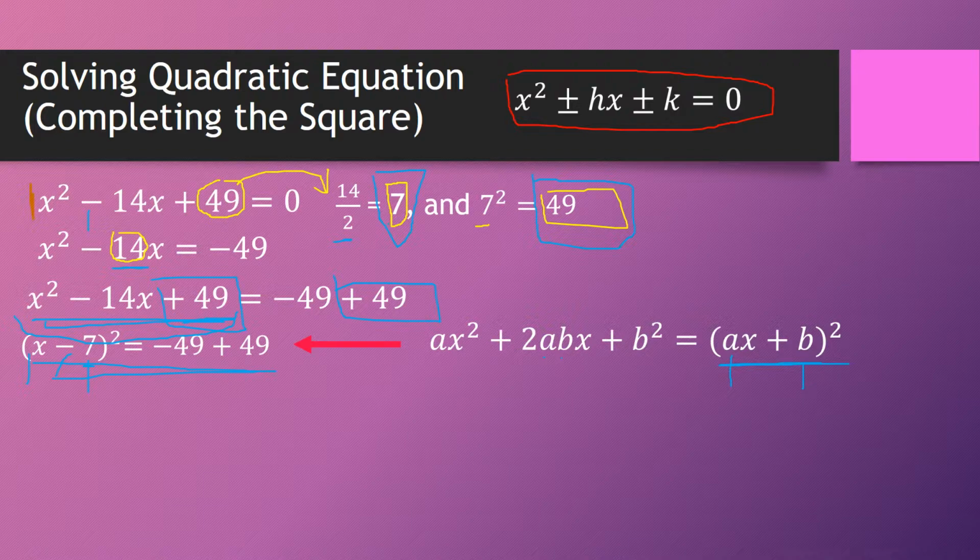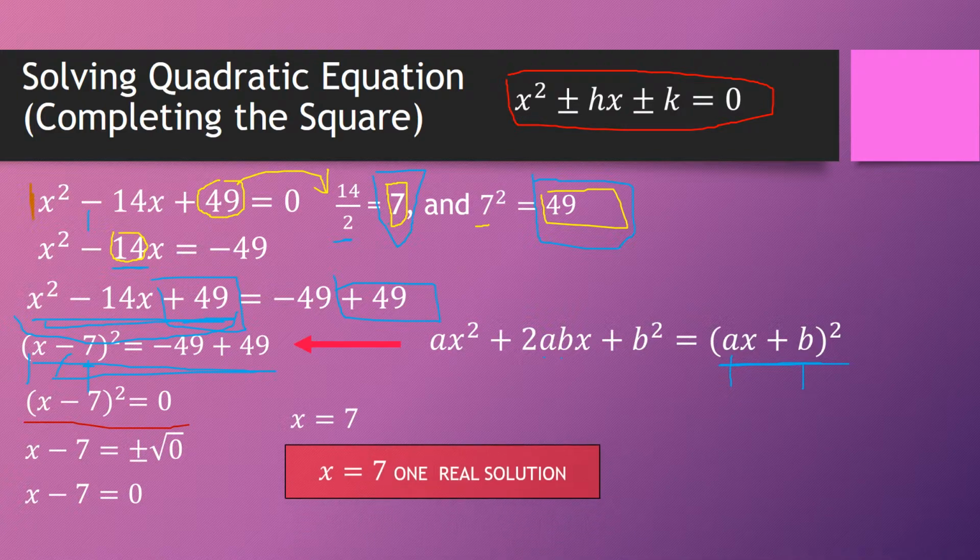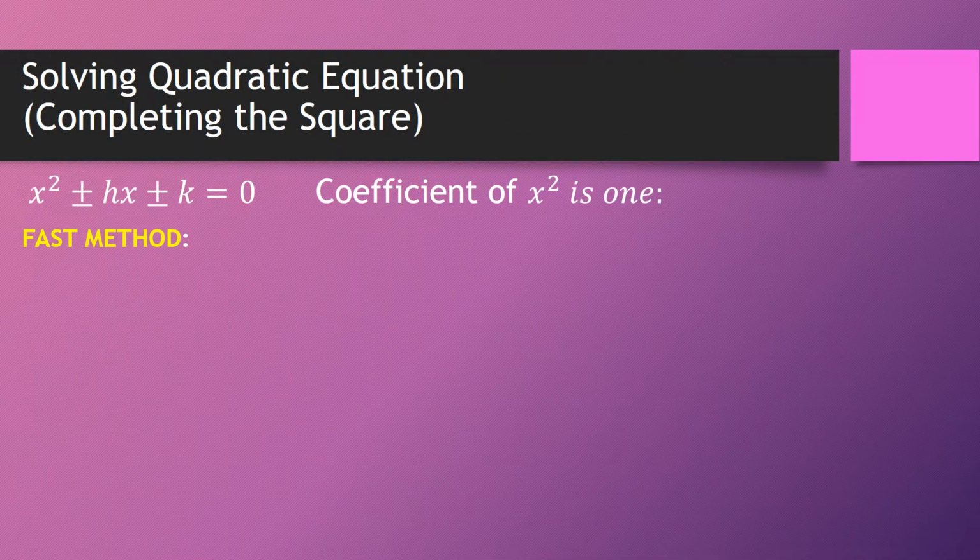Now, when you add negative 49 plus 49 is 0, and now to solve this equation, you need to find the square root on both sides, and the square root of 0 is 0. Now you add 7 to both sides, and finally you have the answer 7. In this problem, I have only one solution. Only one solution. Another example.